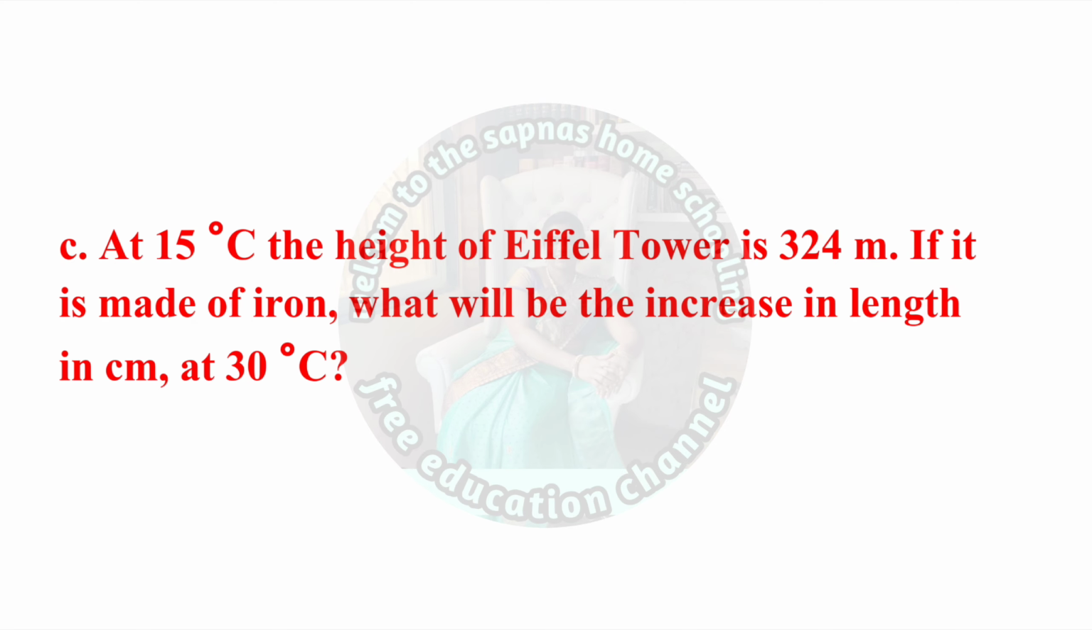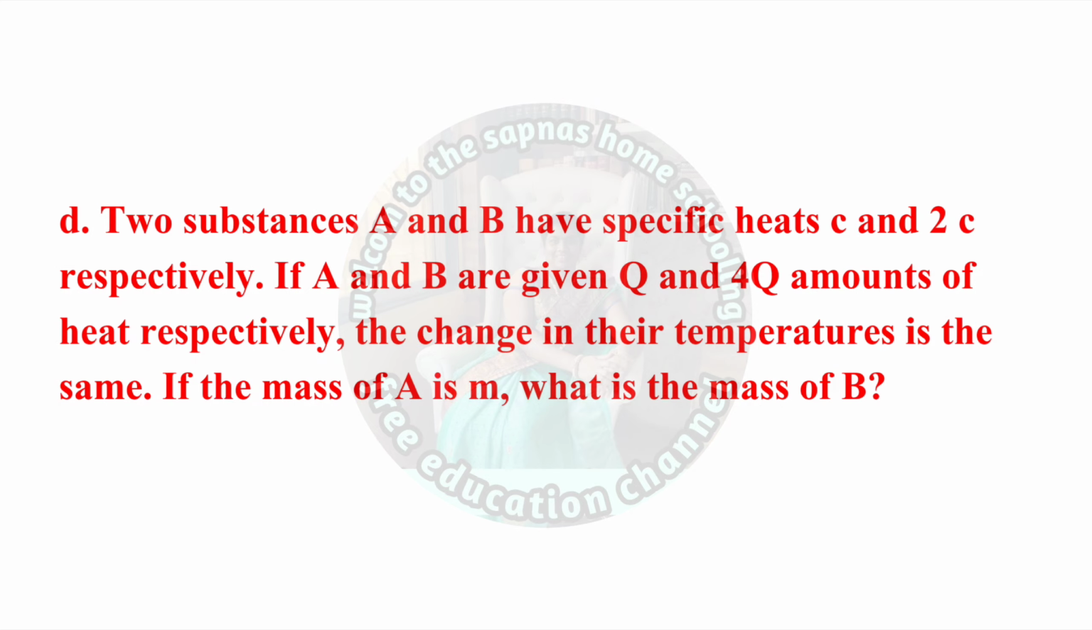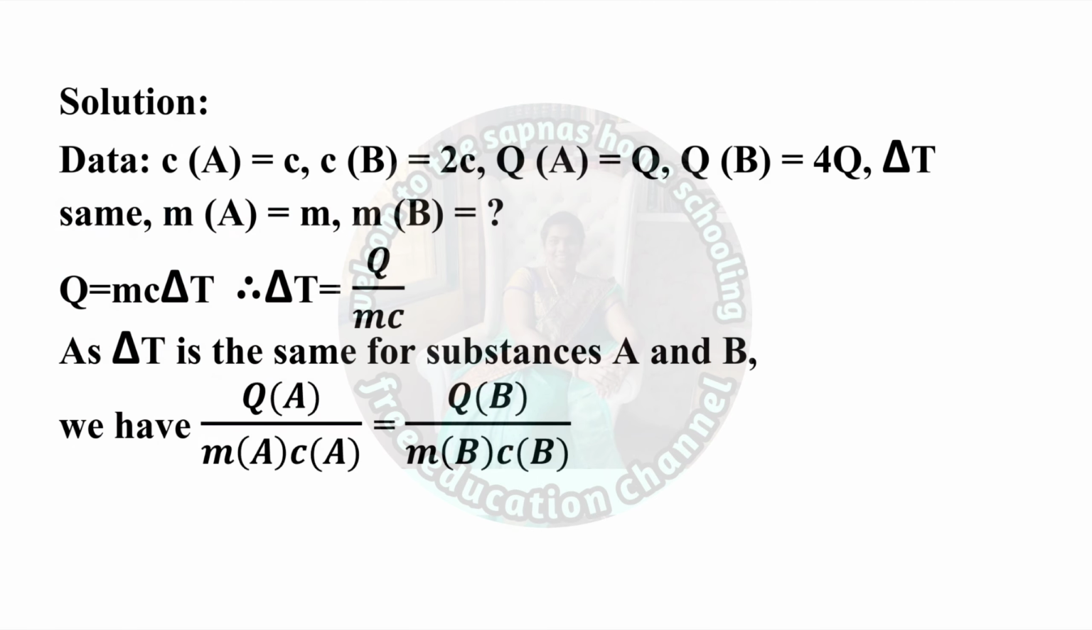Question C. At 15 degrees Celsius, the height of Eiffel Tower is 324 meter. If it is made up of iron, what will be the increase in length in centimeter at 30 degrees Celsius? Question D. Two substances A and B have specific heat C and 2C respectively. If A and B are given Q and 4Q amount of heat respectively, the change in their temperature is the same. If the mass of A is m, what is the mass of B? Solution.